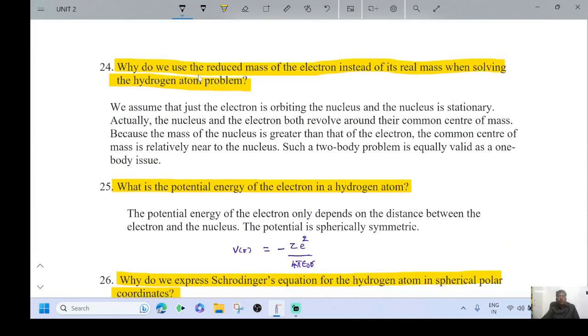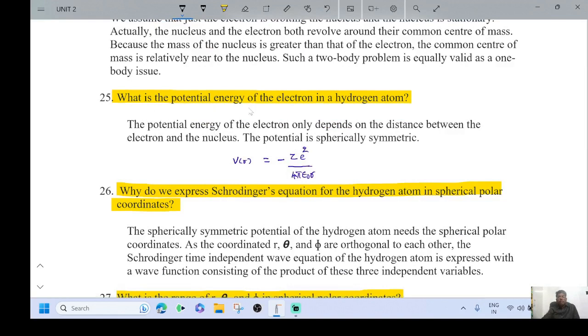Why do we use the reduced mass of the electron instead of its real mass when solving the hydrogen atom problem? We assume that just the electron is orbiting the nucleus and the nucleus is stationary. Actually, the nucleus and the electron both revolve around their common center of mass. Because the mass of the nucleus is greater than that of the electron, the common center of mass is relatively near to the nucleus. Such a two-body problem is equally valid as a one-body problem. Therefore, use the reduced mass.